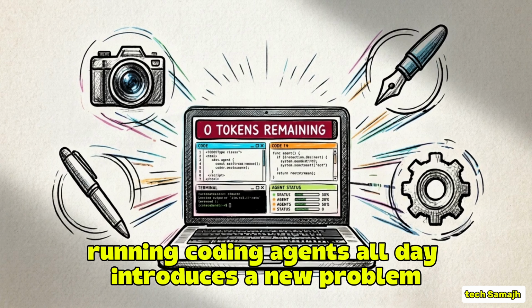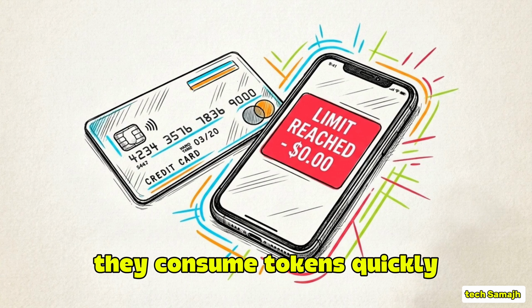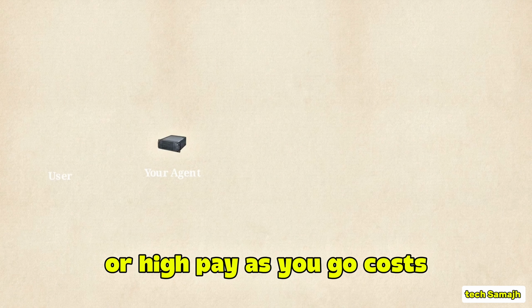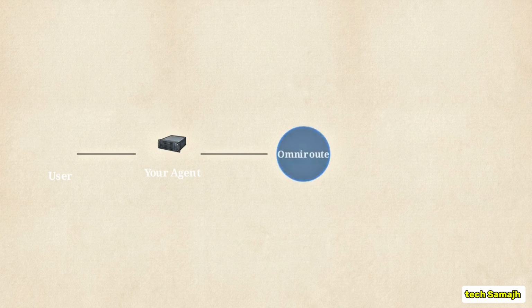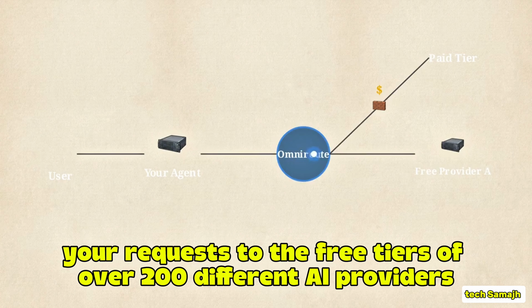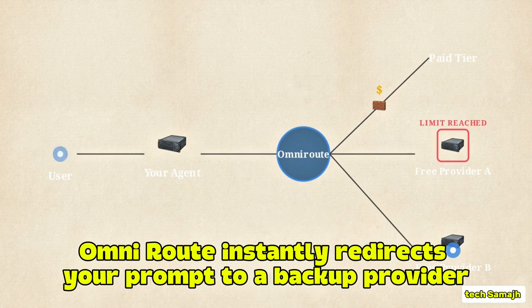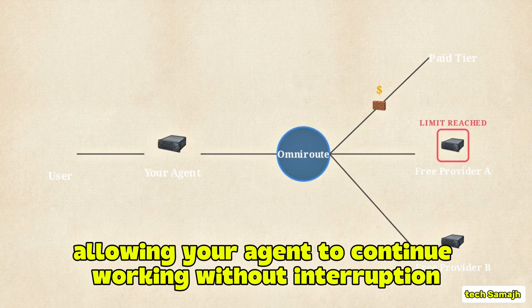Running coding agents all day introduces a new problem. They consume tokens quickly, which can lead to work stopping at usage limits or high pay-as-you-go costs. Tool number 5 is OmniRoute, which addresses the token limit. You paste a single API key into your agent, and it automatically routes your requests to the free tiers of over 200 different AI providers. If the model you are using hits its free limit, OmniRoute instantly redirects your prompt to a backup provider, allowing your agent to continue working without interruption.